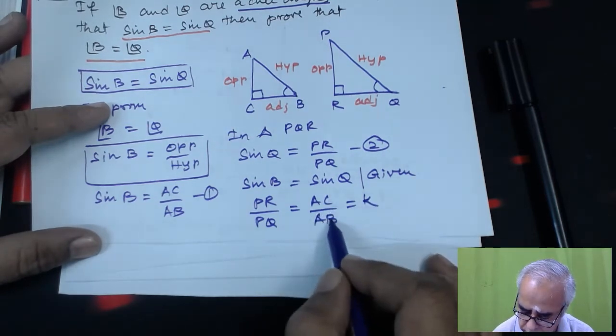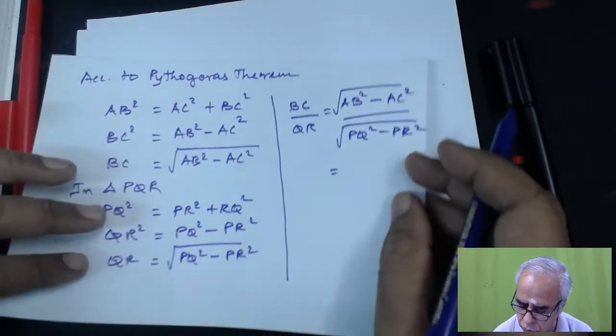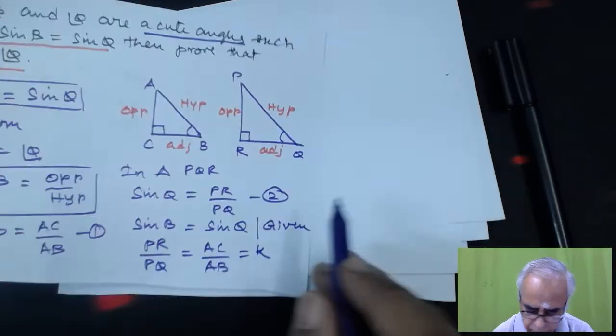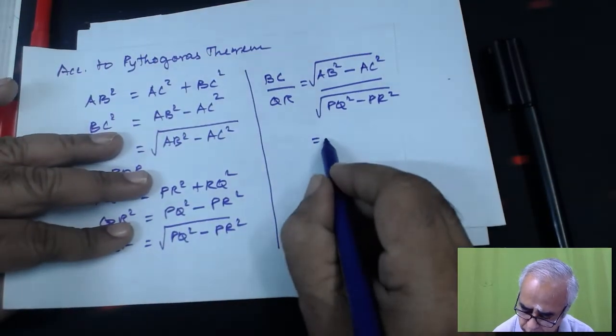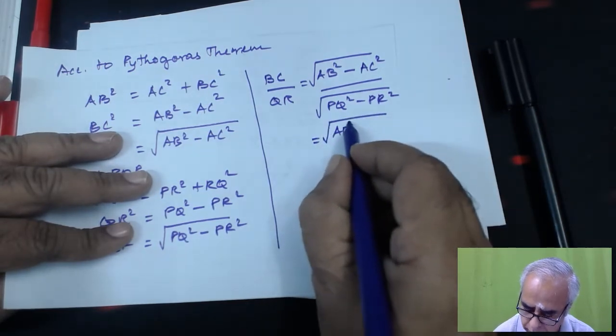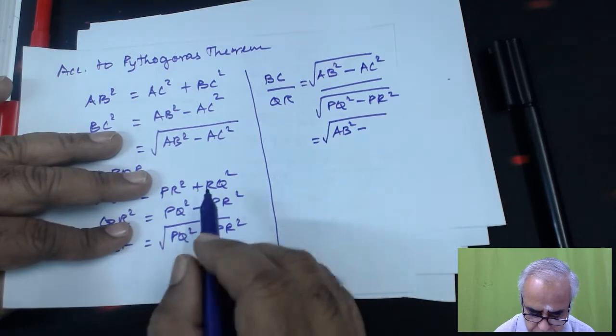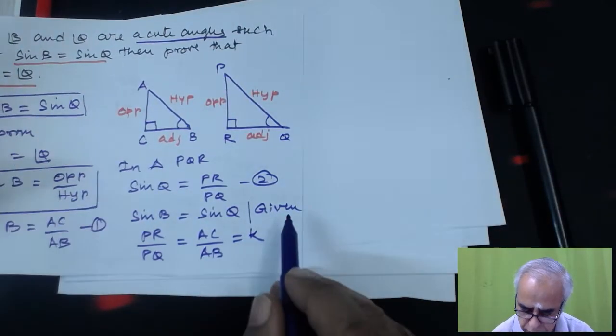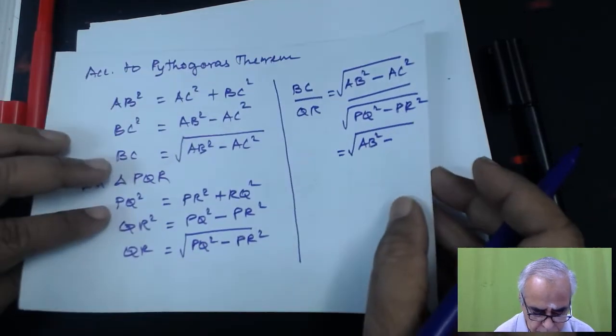And what is AC? K into AB. So instead of AC we can put what? That is K into AB. So square root of AB squared minus, and then you have here K into AB, is it not? So we can introduce this one.